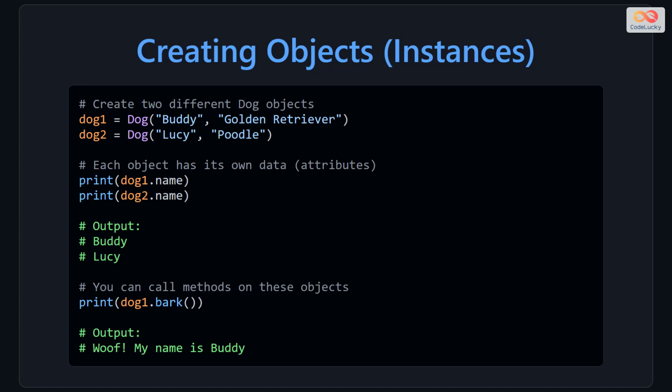Once we have our dog class, we can create objects or instances from it. Here, we're creating two distinct dog objects, dog1 and dog2. Each object is created by calling the class name as if it were a function, and passing in the required arguments, Buddy and Golden Retriever for the first dog, and Lucy and Poodle for the second. Each object maintains its own separate data.